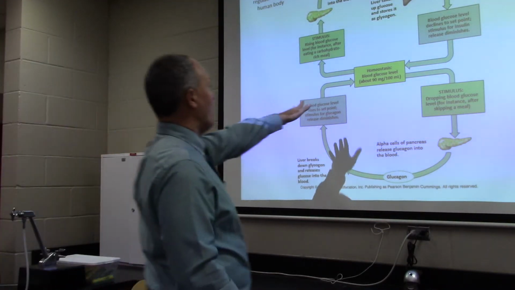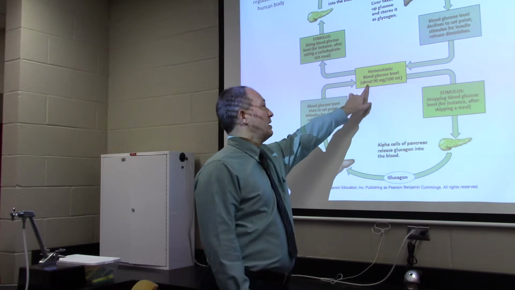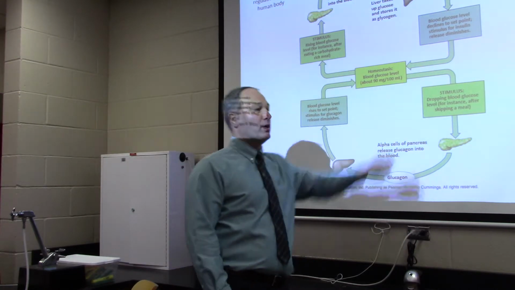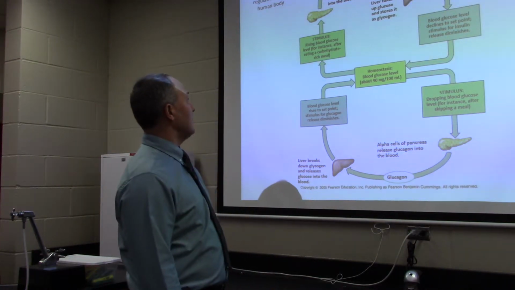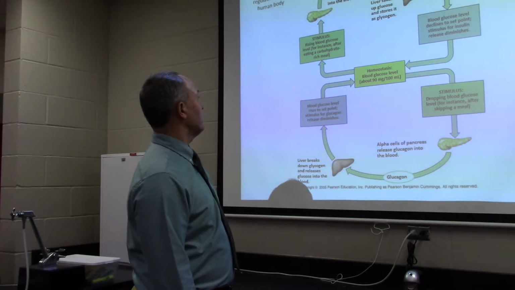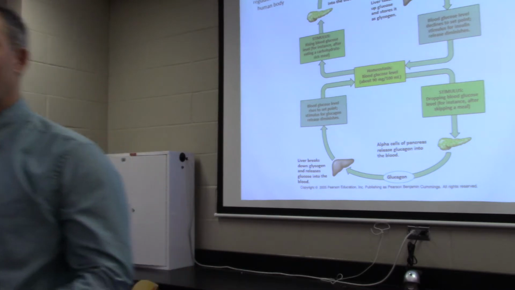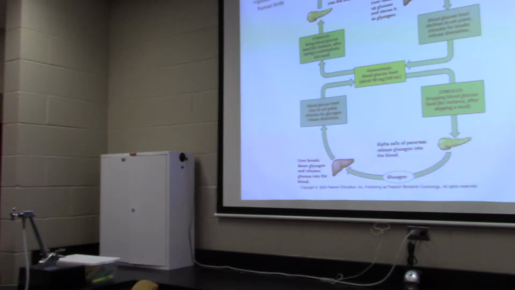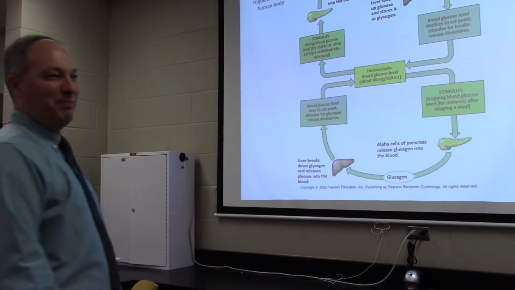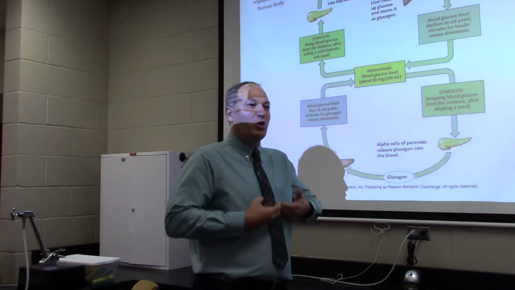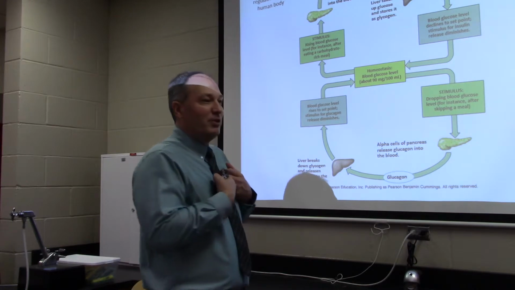So here's the set point for blood glucose. It should be around 90 milligrams per 100 milliliters of blood. So let's say that you ate a healthy breakfast like I did this morning, which was a Mountain Dew and a Little Debbie cake, okay? So packed with glucose, right? Packed with sugar. So I got a sugar rush. My blood glucose shot up.